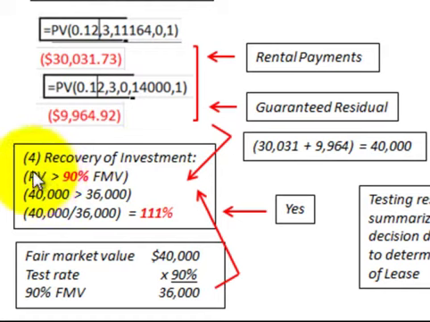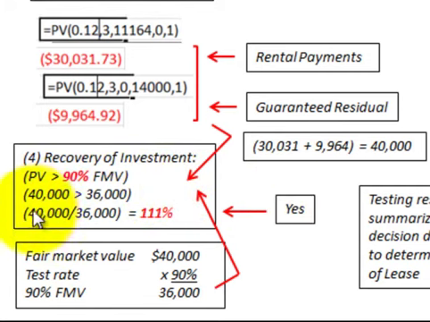So the present value of the minimum lease payments has to be greater than 90% of the fair market value of this leased asset. The present value of the minimum lease payments we determined to be $40,000, and 90% of the fair market value was $36,000. So the present value of these lease payments is greater than 90% of the fair market value, so it passes the test. So it passes this test.